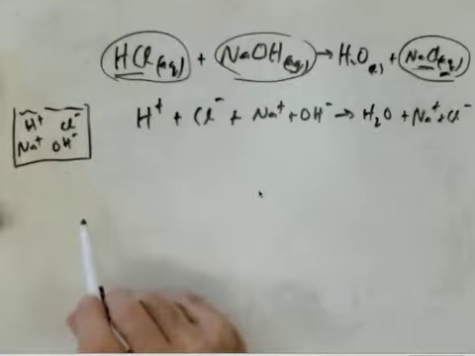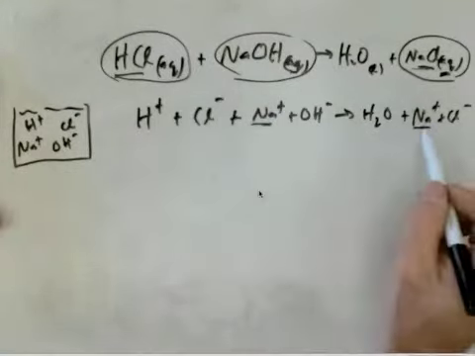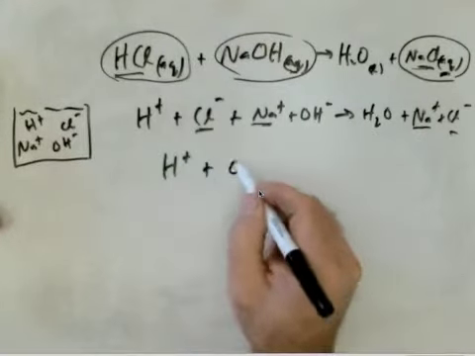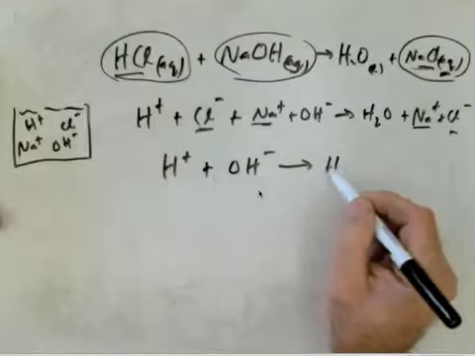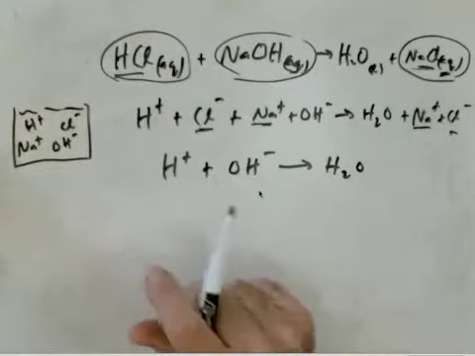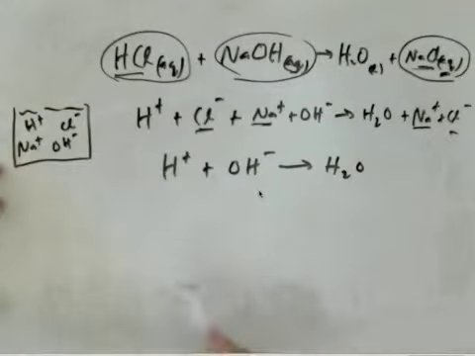Okay, so what are the spectator ions here? Well, sodium didn't change. Chloride ion didn't change. Really, the only things that are reacting are H plus and OH minus, and they make H2O. There's our reaction. Now, in our class, the math problem that we did with that was a titration.